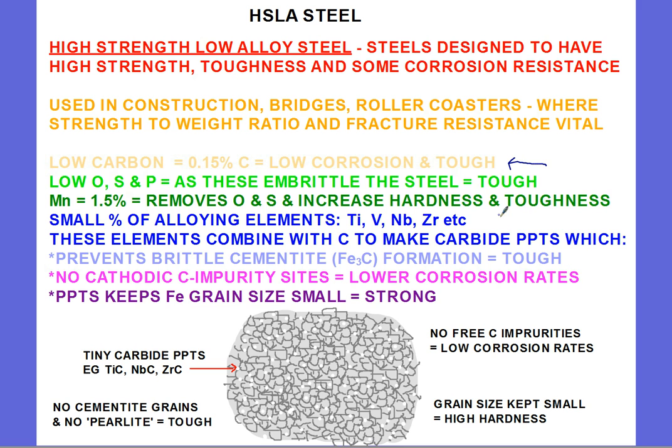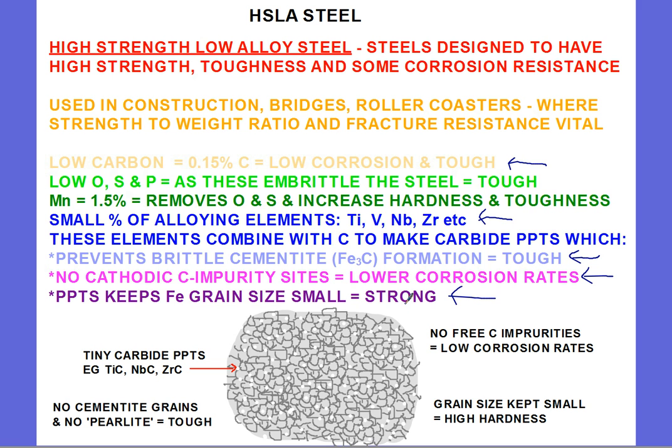And they've got small percentages of alloying elements. Some examples are titanium, vanadium, niobium, zirconium. There are many more they can add. But these elements combine with carbon to make carbide precipitates. And these carbide precipitates, first of all, prevent that brittle cementite formation. They prevent that iron carbide formation, which keeps the steel tough. You've got no carbon impurity sites because they soak up and react with all the carbon, which lowers corrosion rates. And the precipitates keep the iron grain size small.